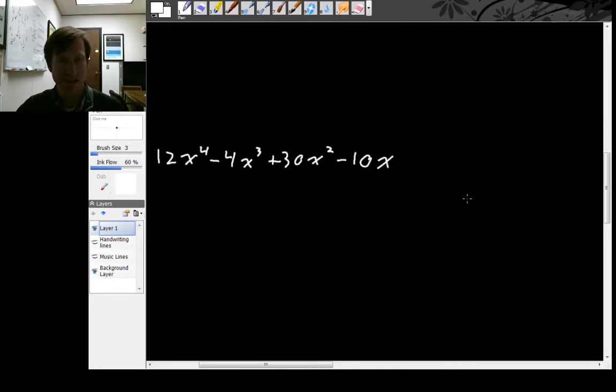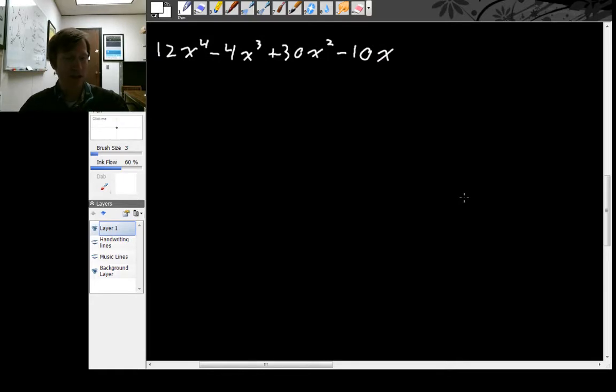All right, let's try another one. How about this? 12x to the fourth minus 4x cubed plus 30x squared minus 10x. So again, we'll start out by looking for a common factor. All of these coefficients are even, so we know there's a common factor of 2. Also, every term has an x in it, so we can start out by factoring out 2x from everything.